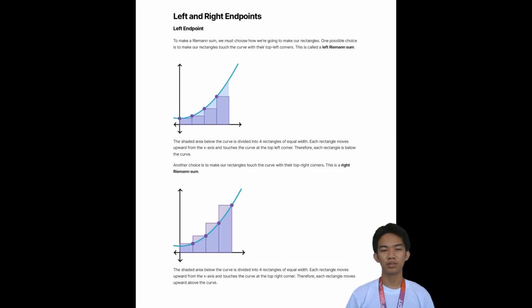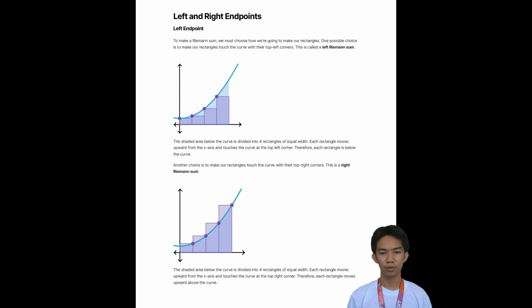So I'm going to tackle left and right endpoints. Left endpoints. To make a Riemann sum, we must choose how we're going to make our rectangles. One possible choice is to make our rectangles touch the curve with their top left corners. This is called a left Riemann sum. The shaded area below the curve is divided into four rectangles of equal width. Each rectangle moves upward from the x-axis and touches the curve at the top left corner. Therefore, each rectangle is below the curve.